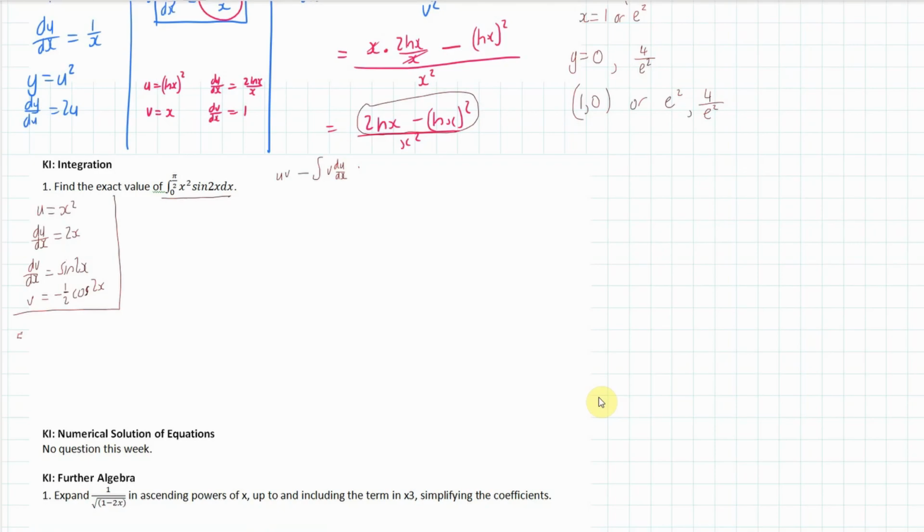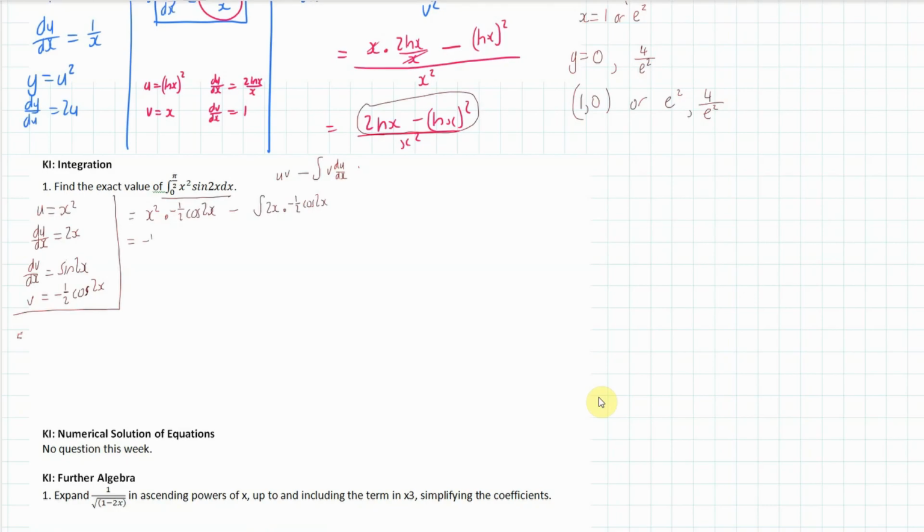So now, if it's uv, we should get equals x squared, so u, multiplied by negative 1/2 cos 2x, minus the integral, we'll apply the limits at the end, minus the integral of 2x multiplied by negative 1/2 cos 2x.